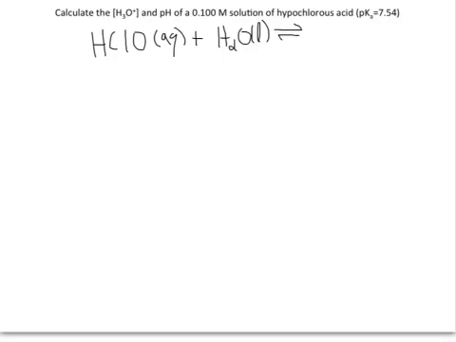In this problem, we're asked to calculate the pH of a weak acid solution. So the first thing I'm going to do is build an ice table. The reaction that we have is hypochlorous acid, HClO, reacting with water to form hydronium ion and the hypochlorite ion.